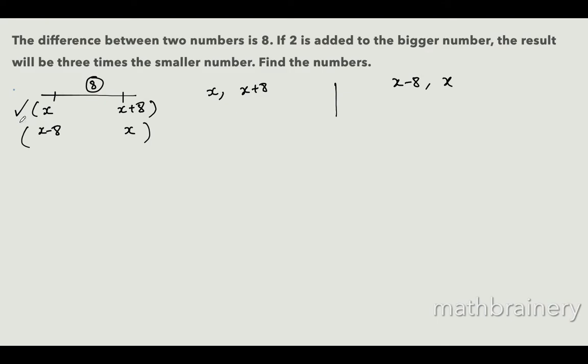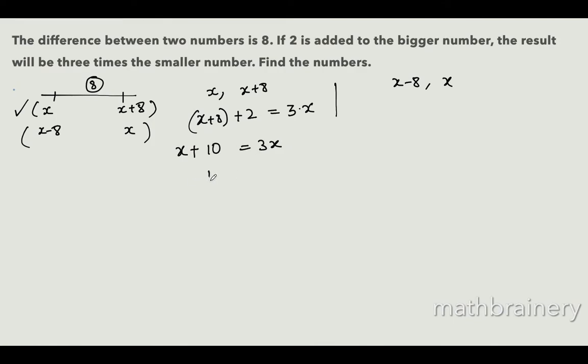Let's choose the first one here, that is, if I assume the two numbers as x and x plus 8. So here x is the smaller number, x plus 8 is the bigger number. Now what is given is that if 2 is added to the bigger number, so I take this bigger number and add 2 to it, the result will be 3 times the smaller number, that is 3 times x. Let's simplify this now. You have x plus 8 plus 2 is 10. This is equal to 3x.